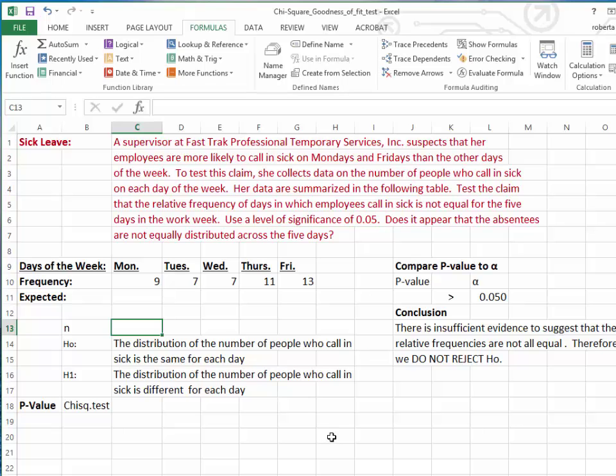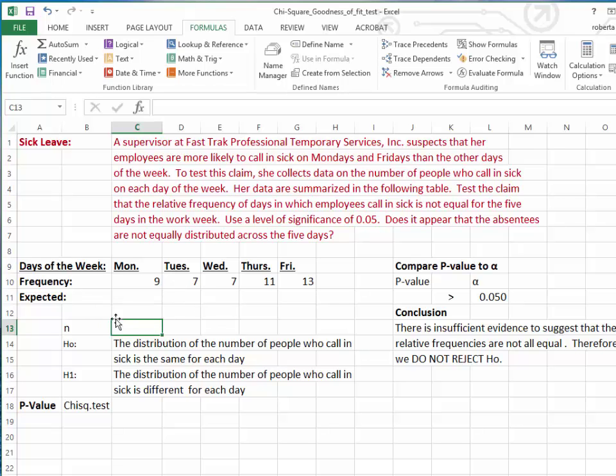To test this claim, she collects the data on the number of people who call in sick on each day of the week. Her data is summarized on the following table, and we want to test the claim that the relative frequency of days in which employees call in sick is not equal for the 5 days of the work week. Again, we're using a 5% level of significance.